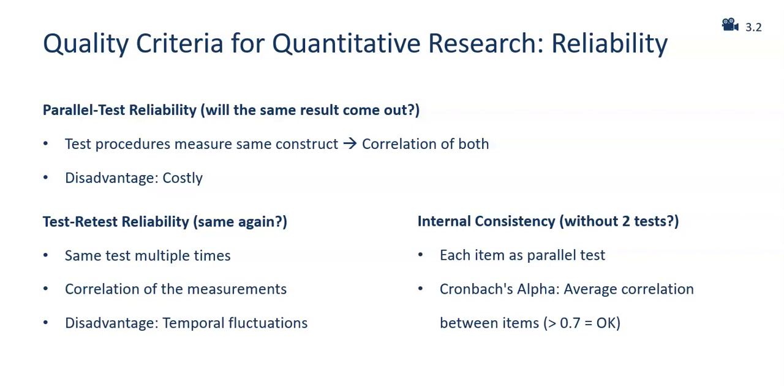However, it is equally important to look at whether the individual parts of a scale or test procedure are trending in the same direction. This is called internal consistency. Here, each item is undergoing a parallel test, so to speak. The internal consistency is represented by the so-called Cronbach's alpha, that is the average correlation between the items. A Cronbach's alpha of at least 0.7 is considered sufficient, while a Cronbach's alpha of 0.9 and above is considered good.